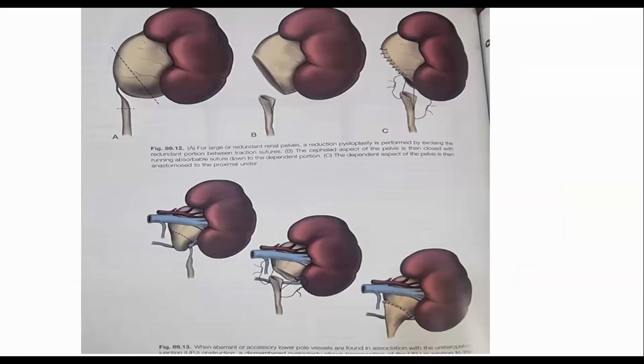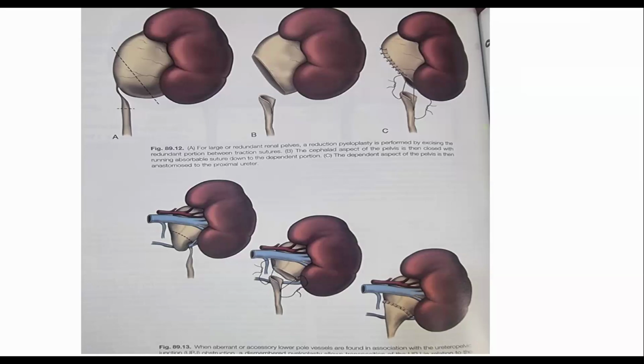So in case of a redundant pelvis, in the dismembered pyeloplasty, we can cut out and excise the redundant pelvis. The cephalad aspect of the pelvis is then closed with running suture, brought down to the dependent portion, and the dependent aspect is then anastomosed to the spatulated ureter.